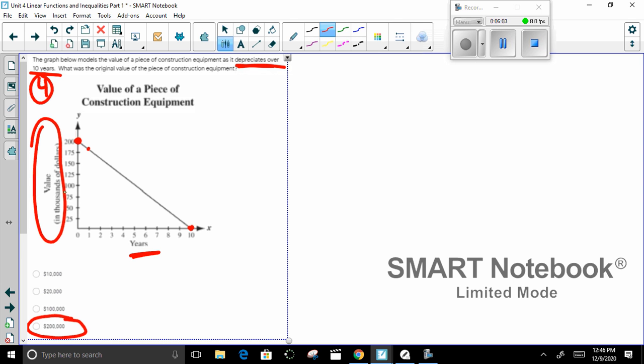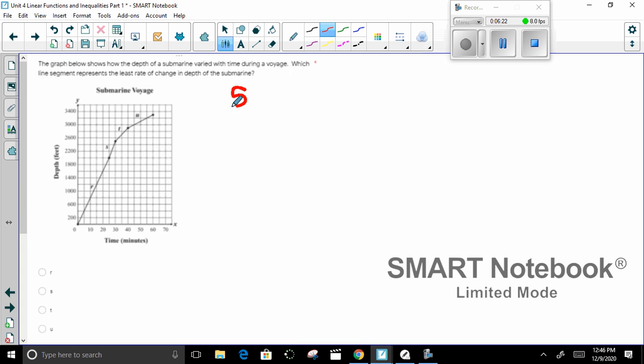$100,000 would be over here somewhere, which is like maybe 6 years. $20,000 is way down here somewhere, which would be like somewhere between 9 and 10. And 10,000 obviously is even lower than that.